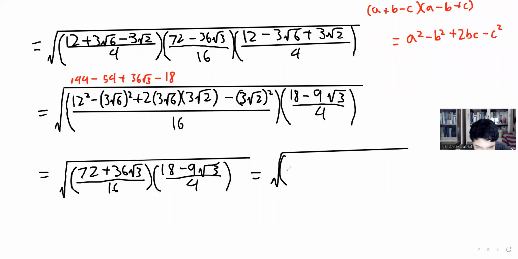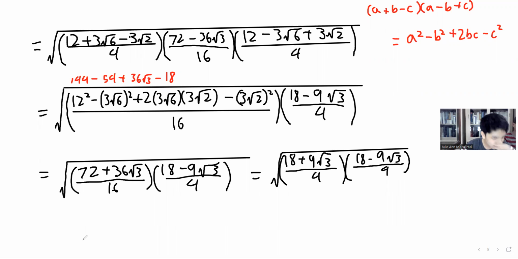So this will become over 4, and the other one will become over 4. This is 18 minus 9 square root of 3, and this is 18 plus 9 square root of 3. Oh, they are conjugates. So now the square roots will be completely eradicated. We're not yet done, the final trumpets are just blaring.